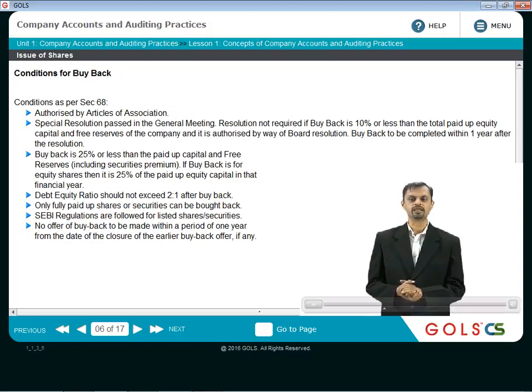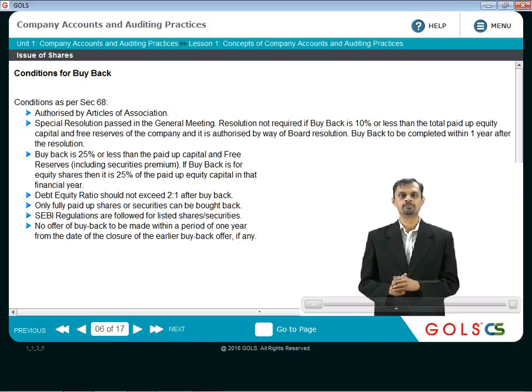If the buyback is for equity shares, then the condition says that 25% is of the paid up equity capital only in that particular financial year. Then the free reserves are not considered if it is buyback of the equity shares. But if it is buyback of any other type of share, that is preference shares, then the condition is buyback is allowed to the extent of 25% or less of the paid up capital and free reserves.